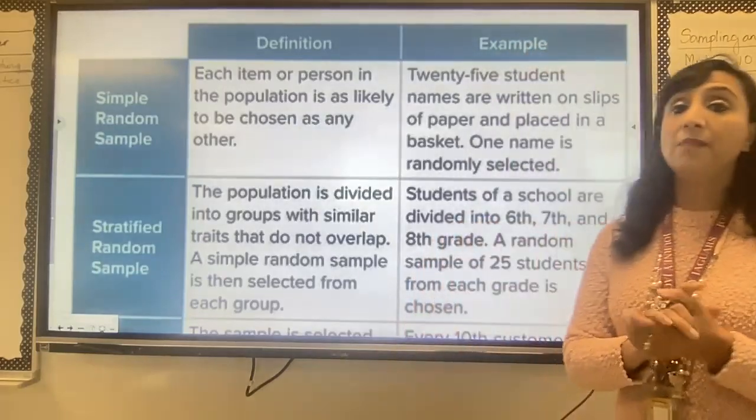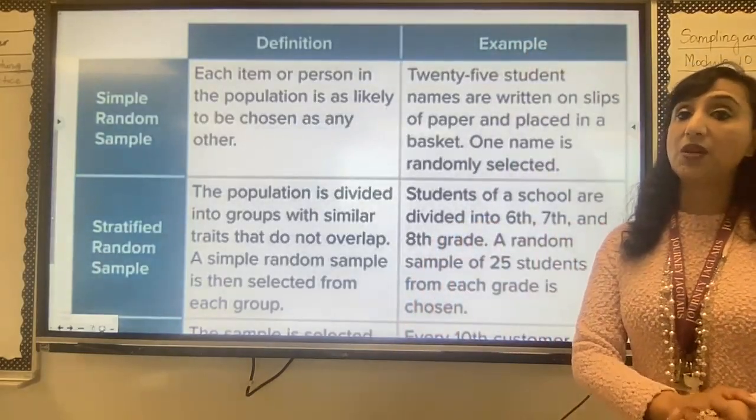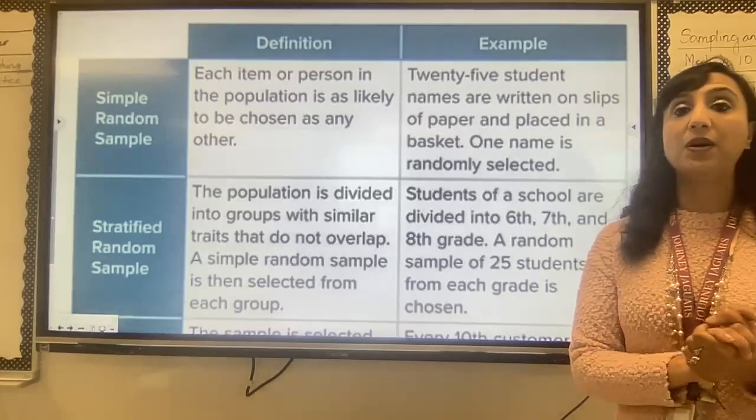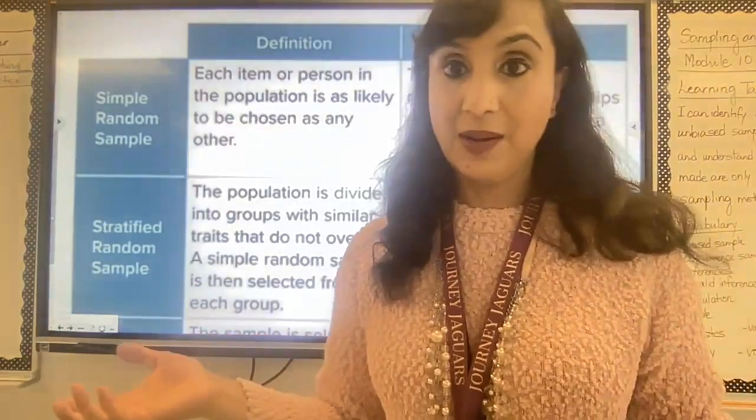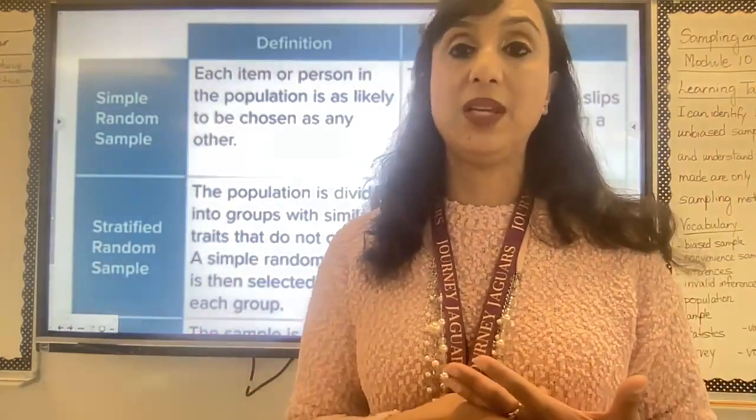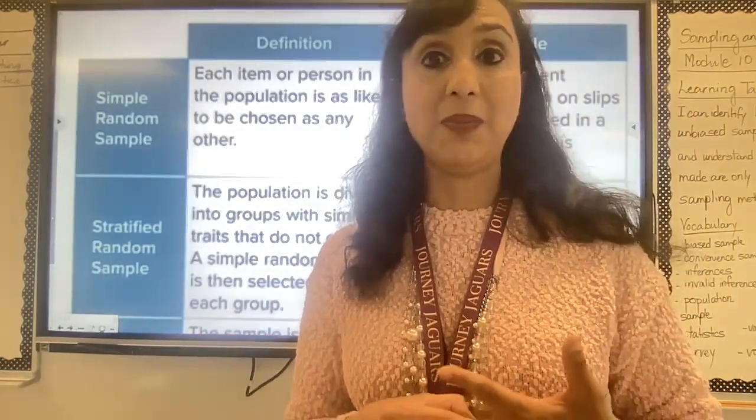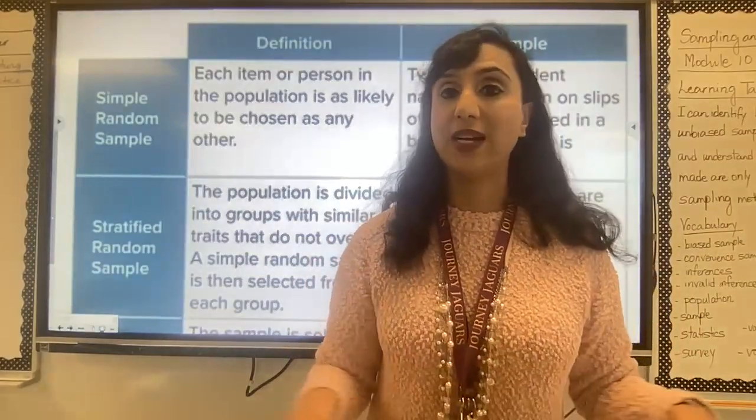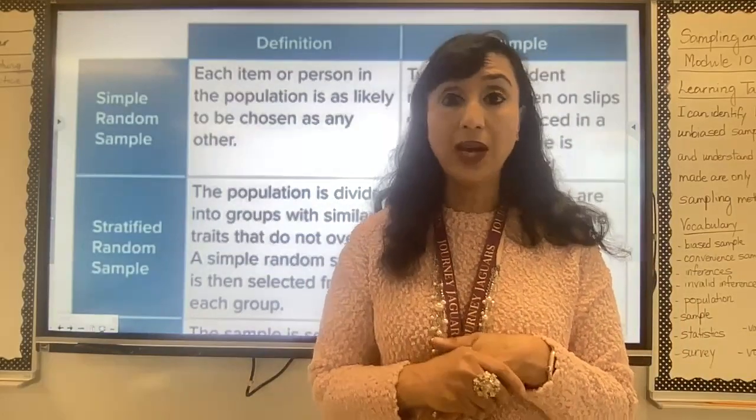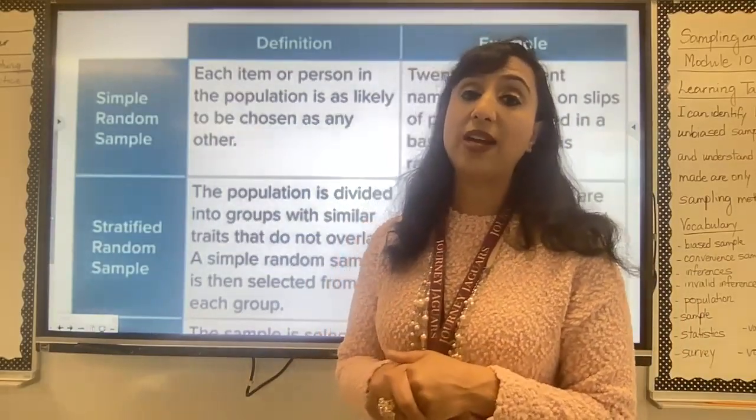For example, 25 student names are written on slips of paper and placed in a basket. One name is randomly selected. So there's a full probability that any person in that population can be selected. So this is a simple random sample. Okay, then stratified random sample.